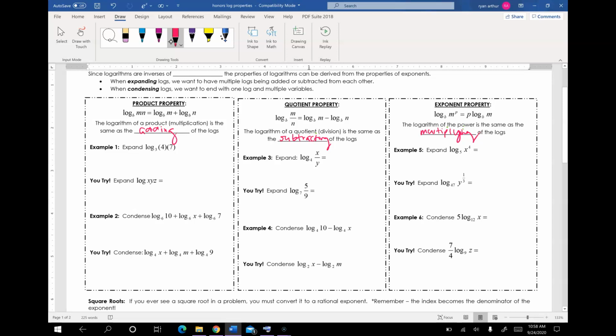So we're going to start right here. Okay? I want to condense this log. I need to turn it into one log. So if I know I'm going to have one log, let's go ahead and write that one log. And it has the base of 6. We're going to open up a parentheses.